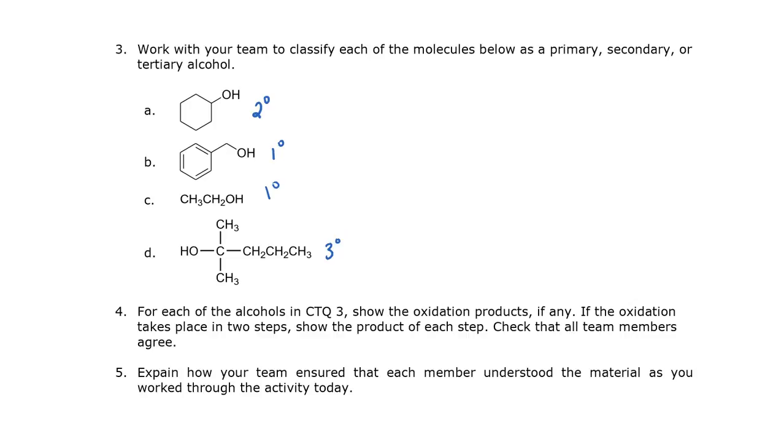So number 4 says, for each of the alcohols in question 3, show the oxidation products, if any. If the oxidation takes place in 2 steps, show the product of each step. So if you look back at the examples, the primary alcohols take place in 2 steps. The secondary take place in 1 step. The tertiary, well, you'll go back and see. What do they do? So let's do that the same way. I will write the answers for A right here in this space. You can do the same or write it wherever you have space. Pause now.